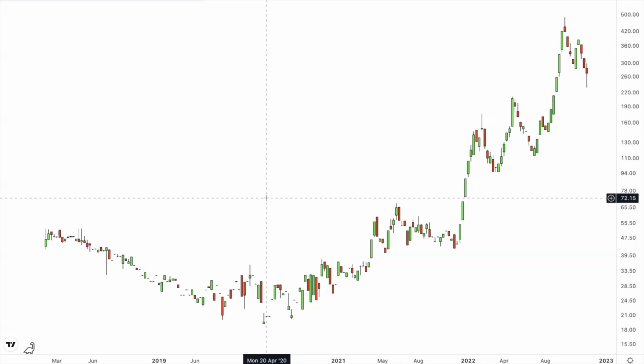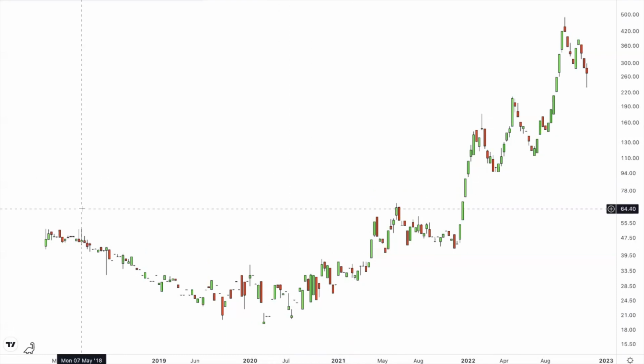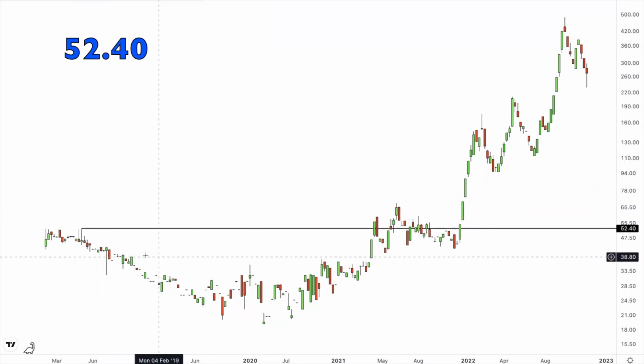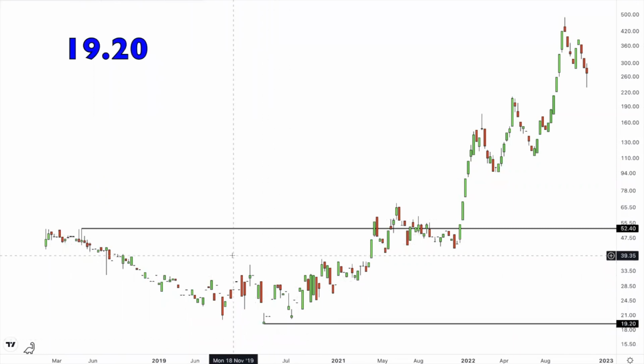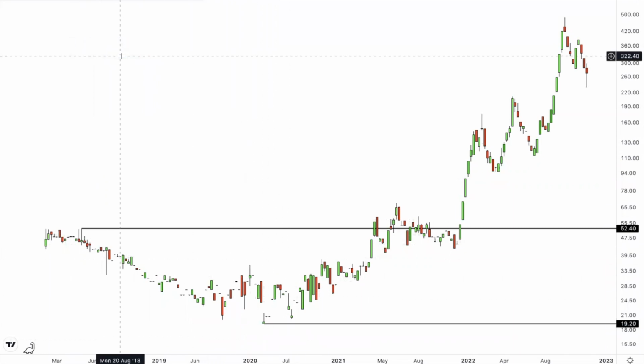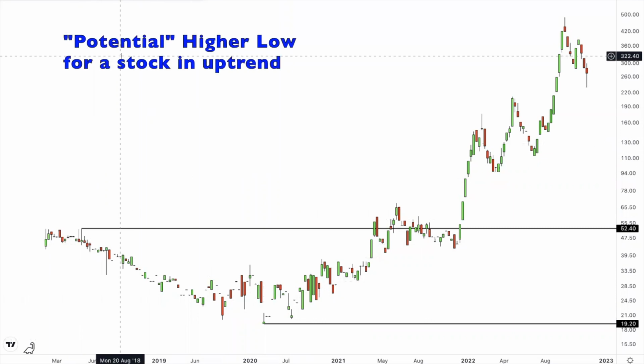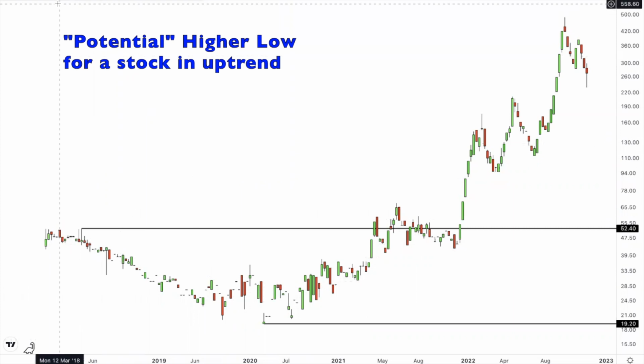Anyway, now talking about the chart, we will quickly try to understand and interpret why this chart is looking very interesting. You can very clearly see that the stock had made a high of 52.40, and from there the stock came crashing down to the levels of 19.20. What anchor VWAP usually does is tell us the potential higher low that the stock can possibly make.